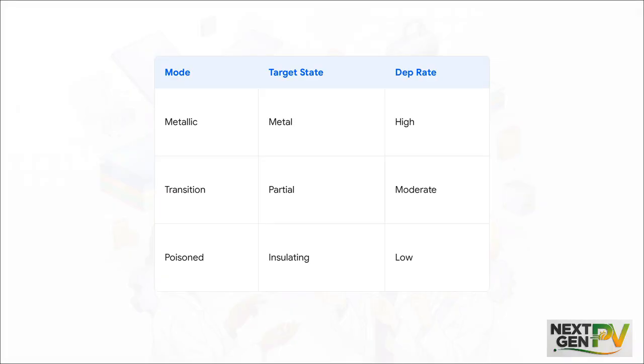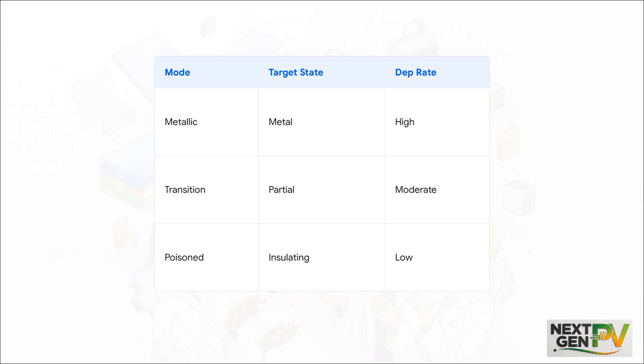But navigating this chemical reaction is incredibly tricky. It's a very delicate balancing act. If you stay in a purely metallic mode, your deposition is super fast, but you don't get that desired chemical compound. The transition mode is the sweet spot. That gives you the ideal, perfectly balanced film quality.